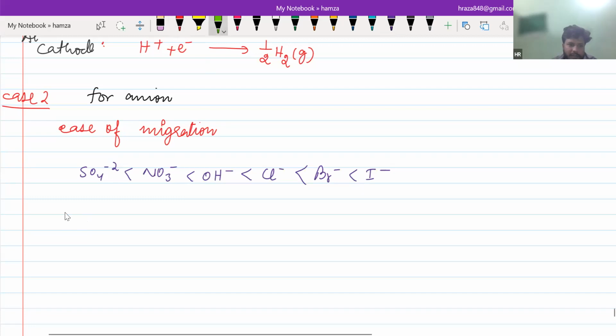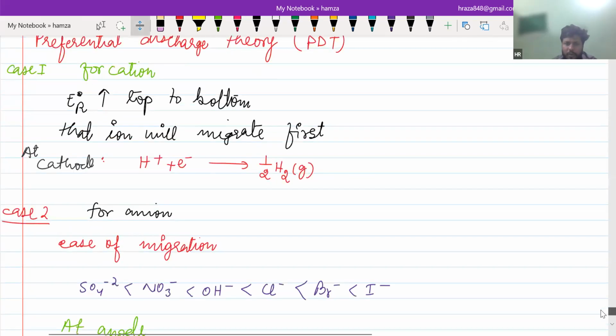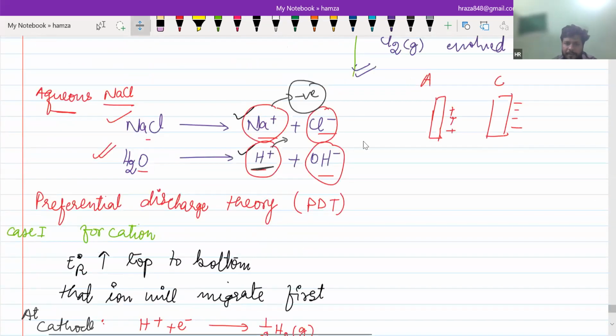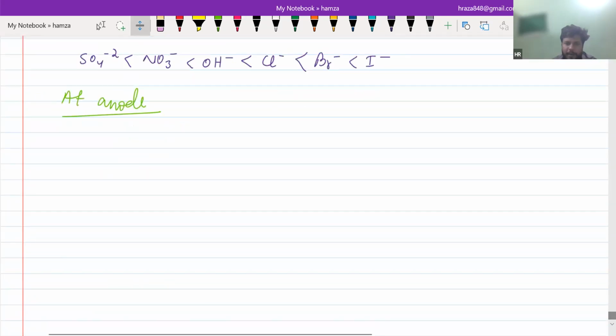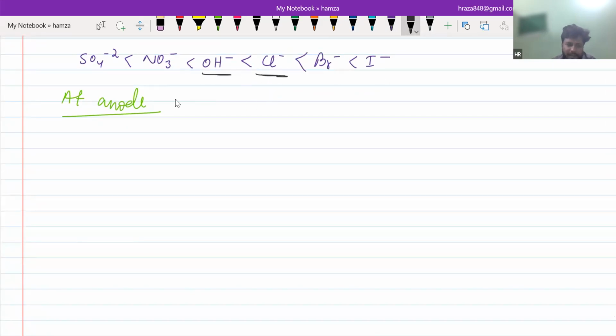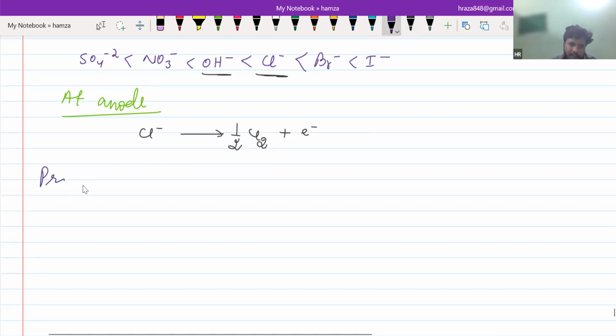So at anode in aqueous NaCl, we had two options: OH minus and Cl minus. We just have to compare which one will be more easily migrated, Cl minus or OH minus. Cl minus. That's why at anode, Cl minus will go to half Cl2. For balancing, I multiply it by half, and one electron is lost by Cl minus.